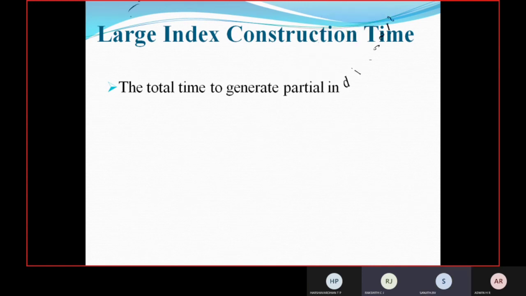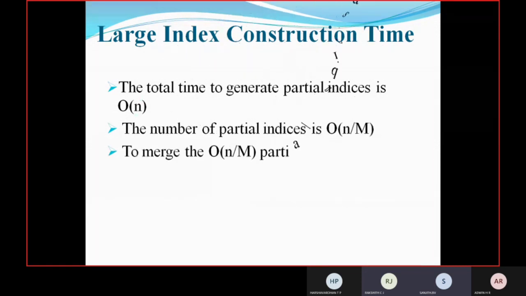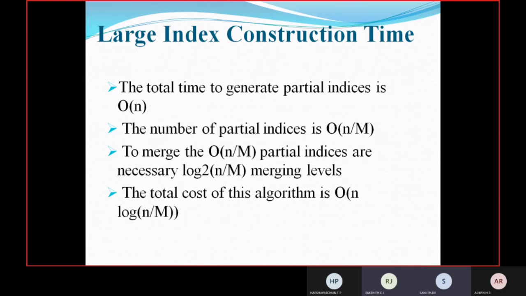Large index construction time. The total time to generate partial indices is O(n). The number of partial indices is O(n/m). To merge the O(n/m) partial indices, log(n/m) merging levels are necessary. The total cost of this algorithm is O(n log(n/m)).